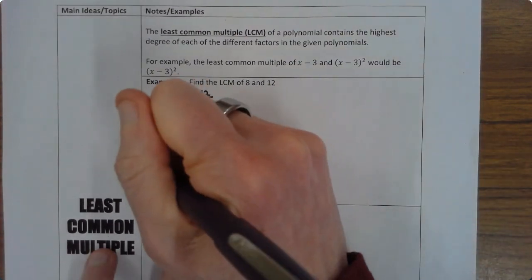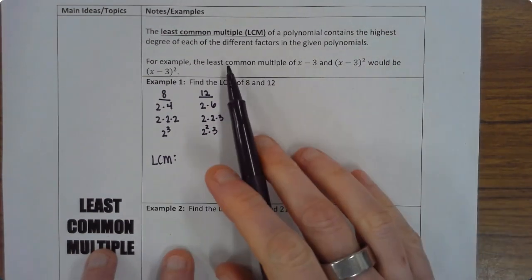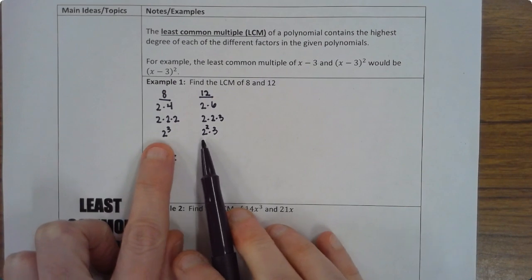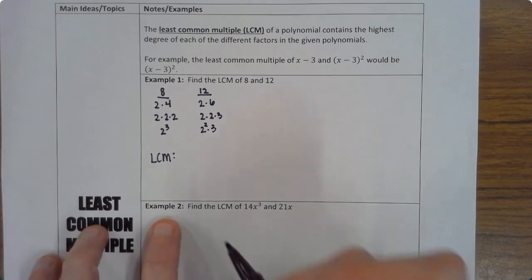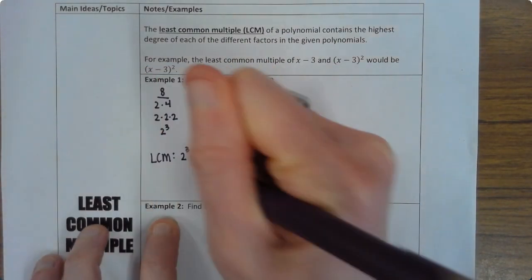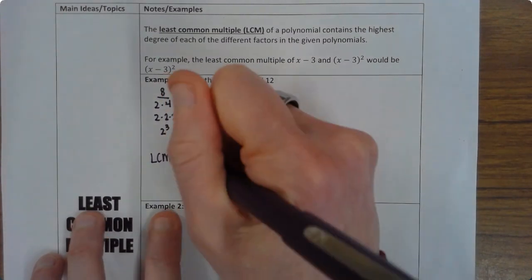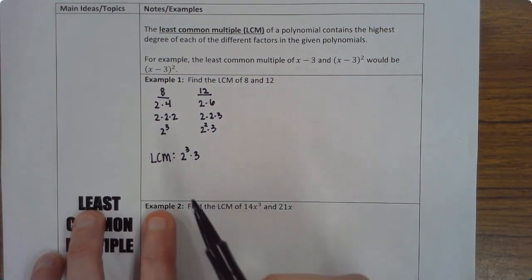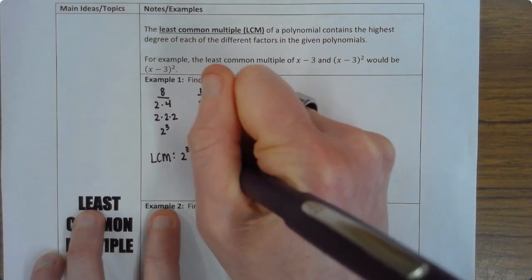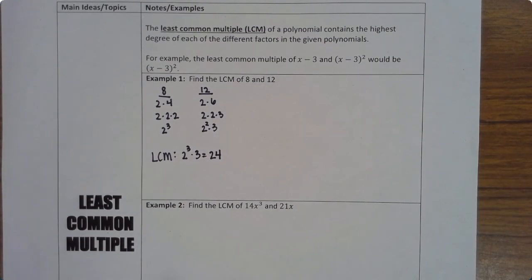If I use my definition for finding the LCM, I would take the highest degree of each of our different factors. My first factor is this base 2, and the higher degree would be that exponent of 3, so I can put 2 cubed. But then I also have this factor over here of 3, and that's got the highest degree that there is. There's just one of those. So my least common multiple would be 2 to the third times 3, or if we multiply it out, that would make 24. So the least common multiple between 8 and 12 would be 24. So prime factorization is one option that we have.